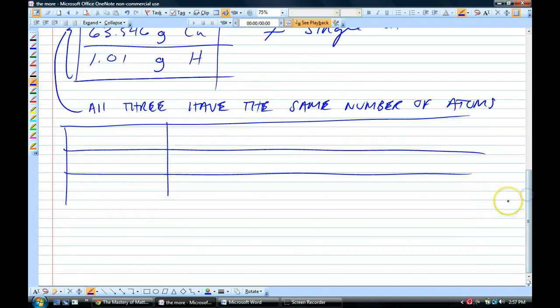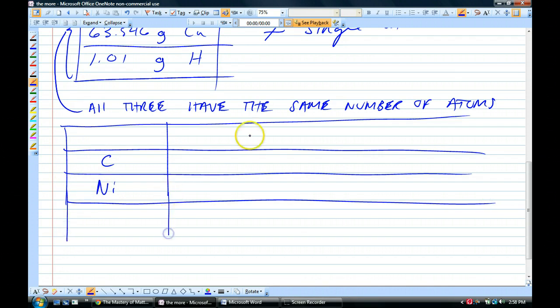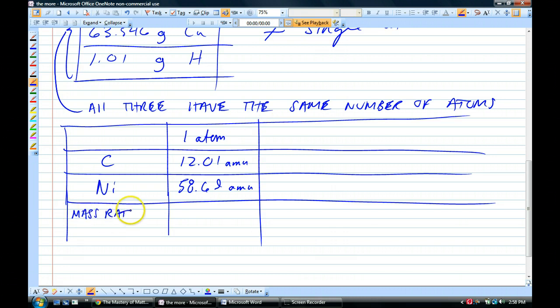And in this table, I'm going to put carbon and nickel. There's no particular reason I picked these elements. And now I'm going to write here the masses. Okay, so one atom of carbon is 12.01 atomic mass units, and one atom of nickel is 58.69. That's right from the periodic table. Okay. And then what I want to do, though, is the mass ratio. So in other words, if I take 12.01 and divide it by 58.69, I get 0.2046. All right, that's the mass ratio of carbon to nickel.